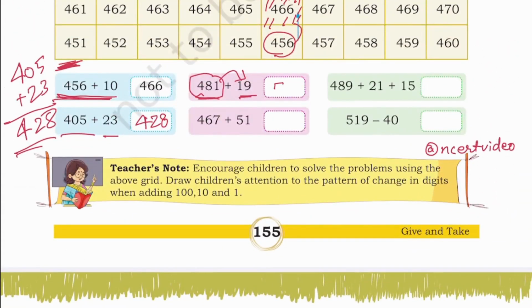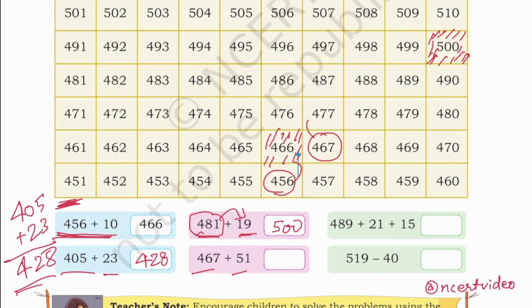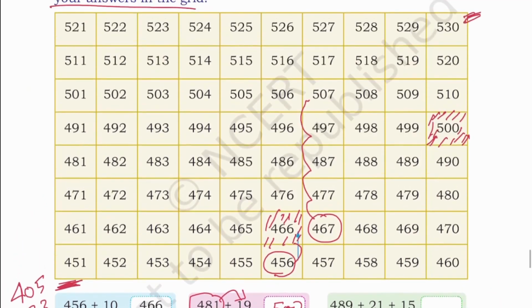Similarly, 467 plus 51. 467 is here and you have to add 51. That is 10, 20, 30, 40 and 50 and 1. 51. You will get 518.